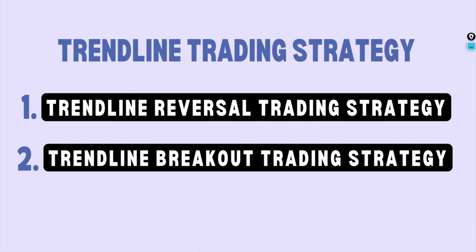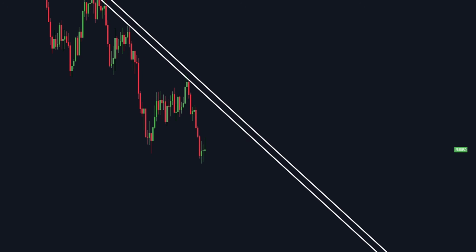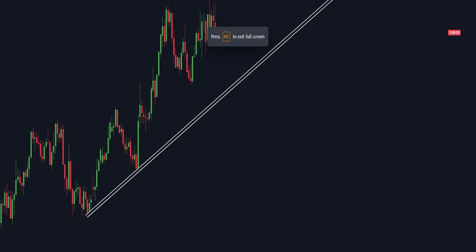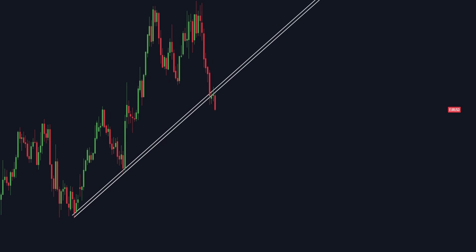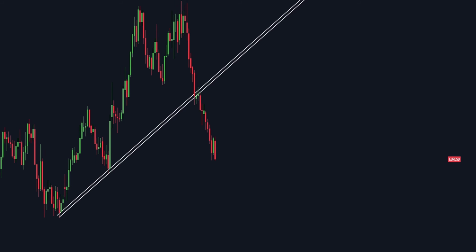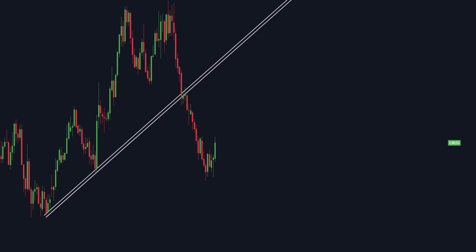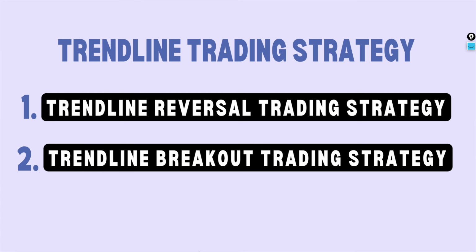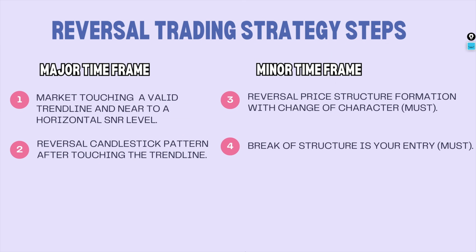So mainly there are two strategies that we can use when trading with the trend line. The first one is a reversal trading strategy, in which we take a reversal trade when market hits a trend line. The second strategy is a breakout trading strategy, in which we take a breakout trade when market breaks a particular trend line and we take trades in the direction of the breakout. Let's start with the first strategy, which is the reversal trading strategy. The rules are very simple. There are only 4 rules you have to follow and you will be able to take a successful trade.